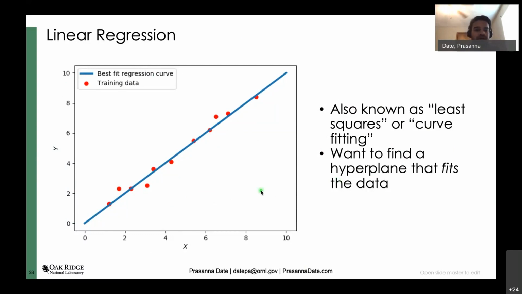What we want to do is, we are given this training data shown by red dots, and we want to fit a line through it. When we're talking linear regression, we want to fit a hyperplane. If you're talking non-linear regression, then we can fit any sort of splines or other polynomials through this data.